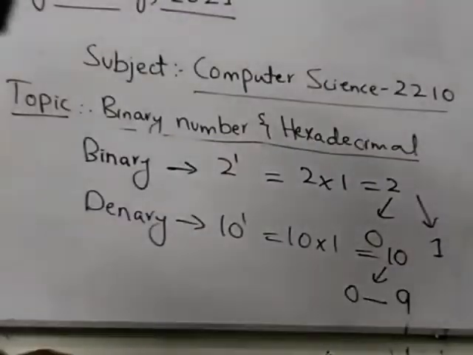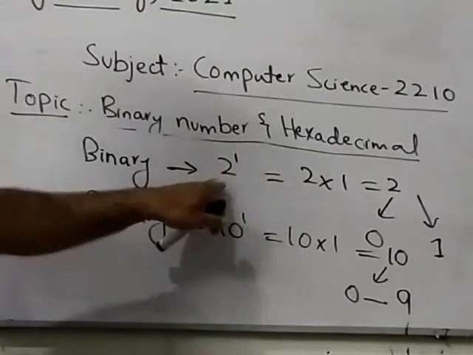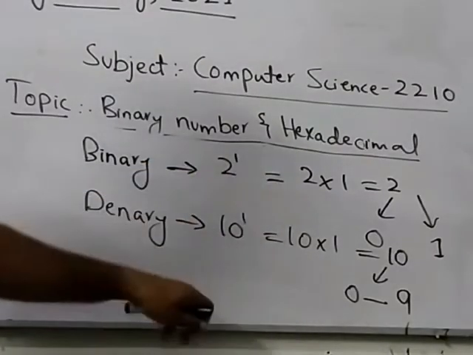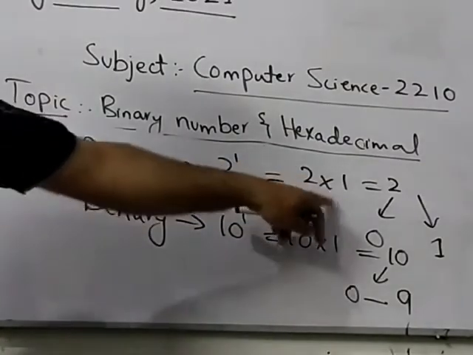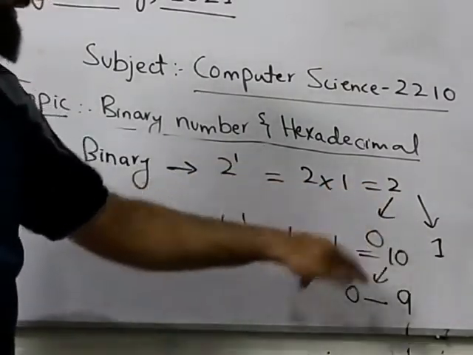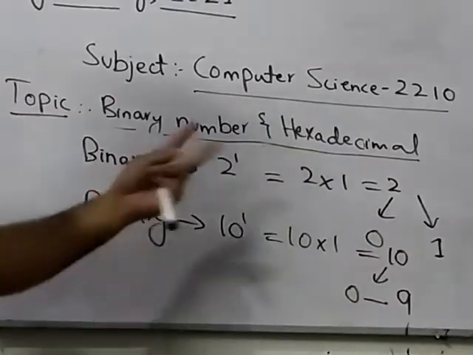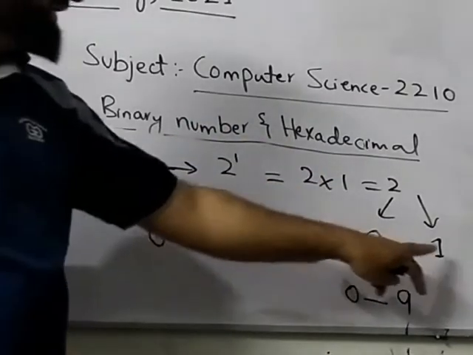Okay, here we are. We have discussed binary numbers. Binary number is a base 2 number, 2 power 1. 2 power 1 means we multiply 2 how many times? 1 time, and we will get 2. And 2 means that in binary numbers we will use 2 values, 0 or 1.